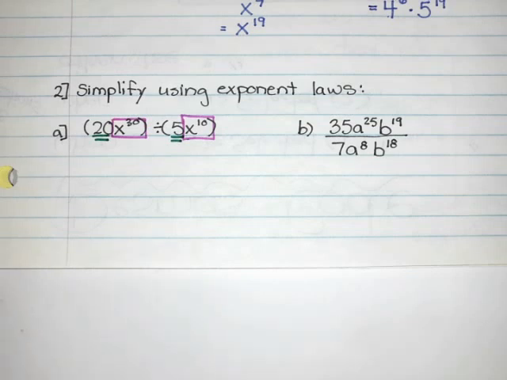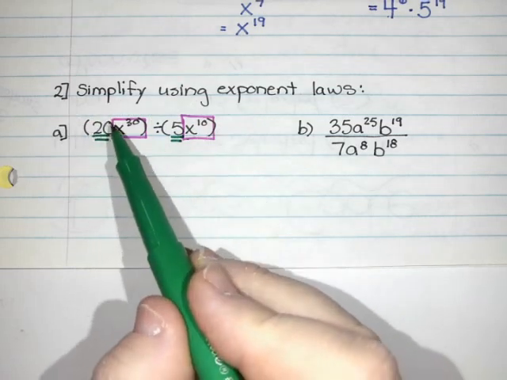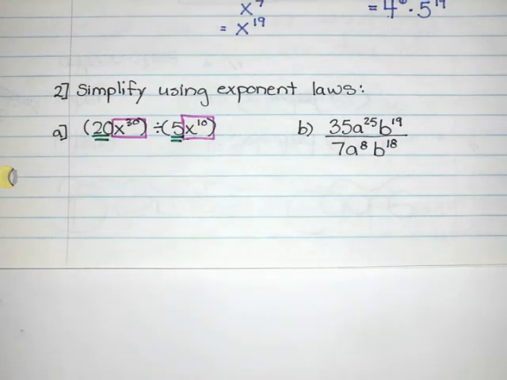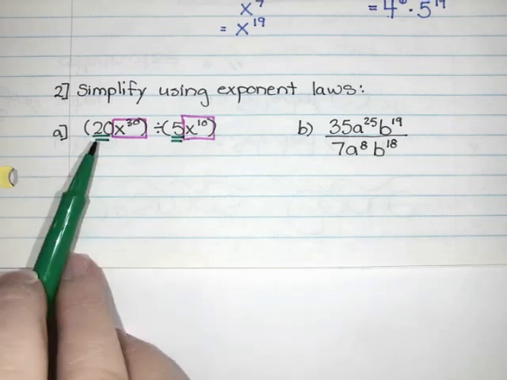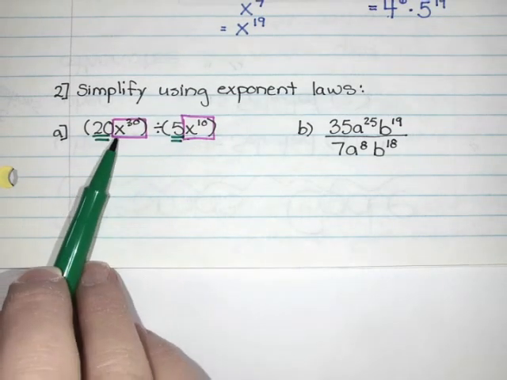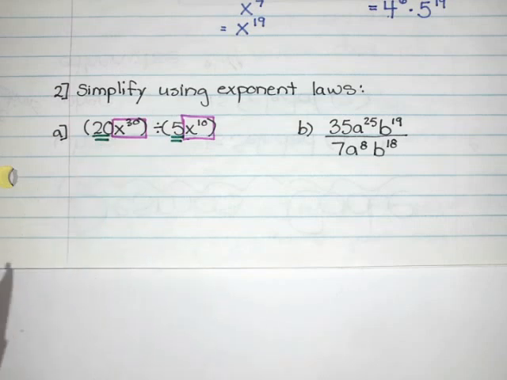So they're not the same number, and they don't have a visible exponent. They would have a little invisible 1, but we're going to just ignore those for right now. So when you have just a number without an exponent that you can see in front of a variable, that means it's a coefficient. And if it's a coefficient, you can multiply or divide or do whatever it is you need to do with those numbers.